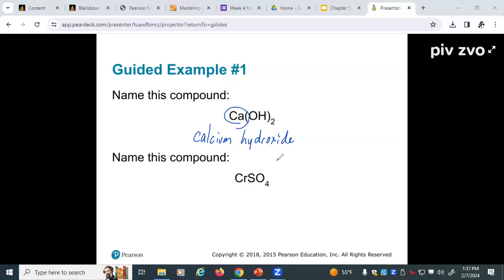All right, let's look at the second one here. Cr is chromium. But I gotta look at the periodic table, and I look, okay, chromium's element number 24. It's a transition metal. So I can't just stop at chromium. I need to know its charge.